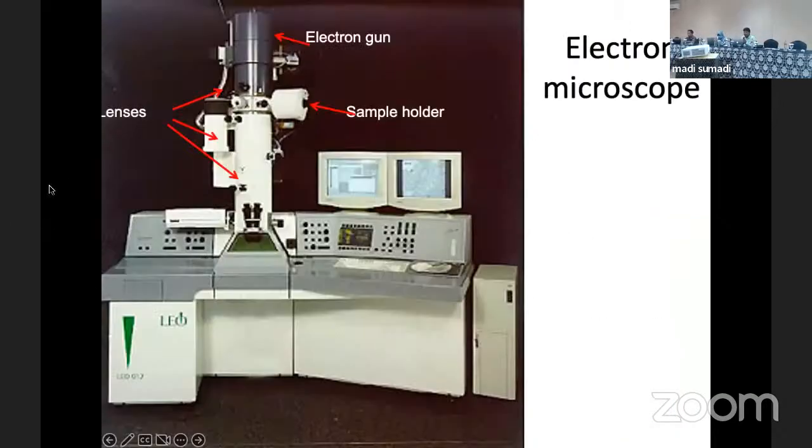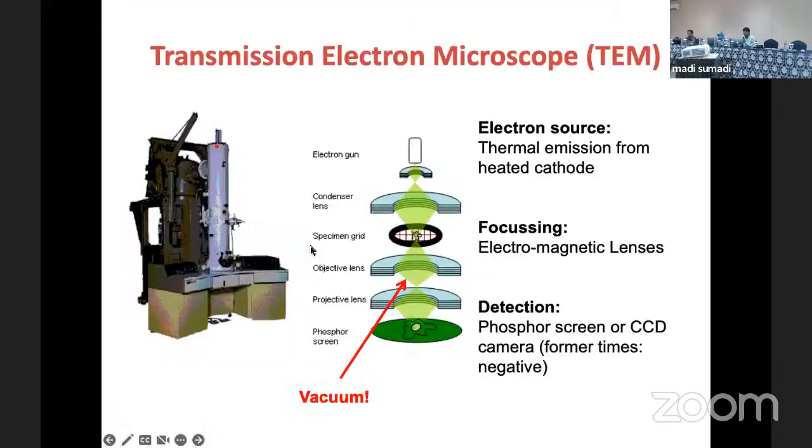So very clear here, this is an electron gun, and there's a sample holder. You have the lenses here, it passes through. And this is a very old electron microscope where you have not digital images, but now actually you have digital images. You don't need to develop the photos or take images.